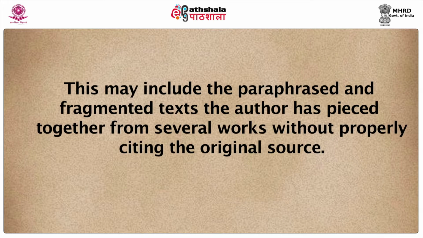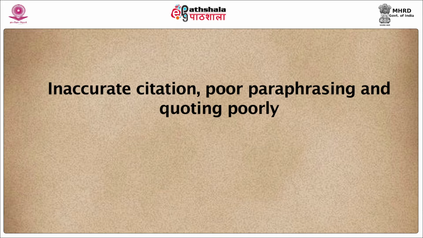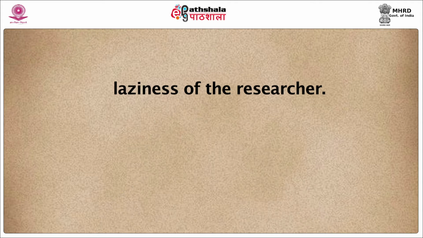This may include the paraphrased and fragmented text the author has pieced together from several works without properly citing the original source. Inaccurate citation, poor paraphrasing, and quoting poorly may result in unintentional plagiarism. Without reshaping the original sequence of the sentence, the researchers change only some words. As researchers normally seek information from ample sources, they mostly end up mixing them with their own background knowledge. Although the latter form of plagiarism occurs mostly due to the laziness of the researcher. However, both the forms of plagiarism are considered unethical by the scientific community.